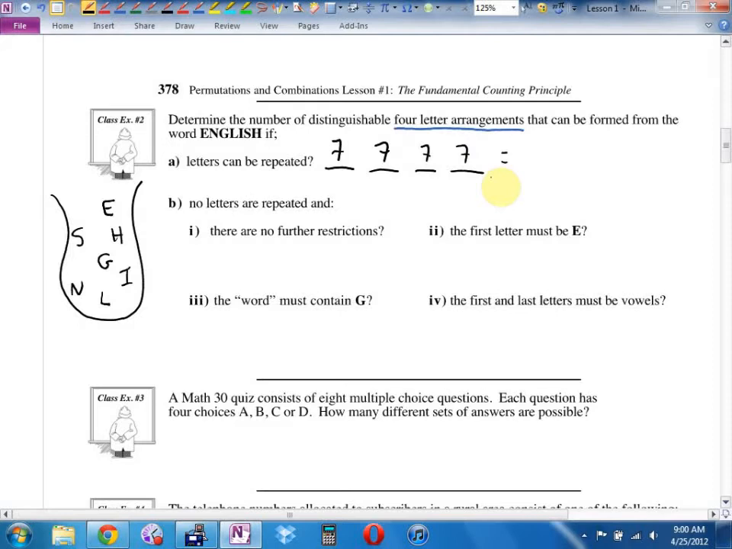50 squared is 2,500. 49 squared is going to be 2,381? No. Sorry? 2,401?